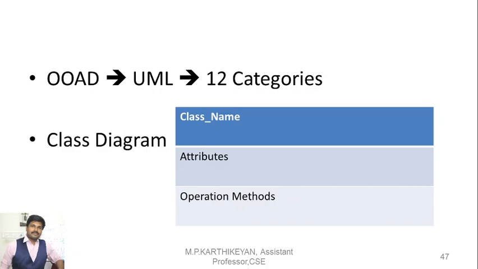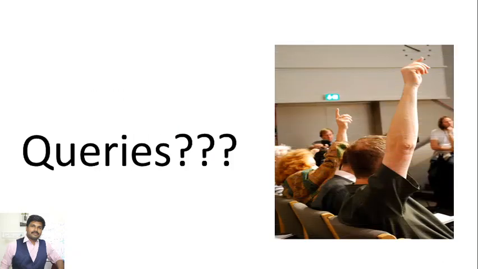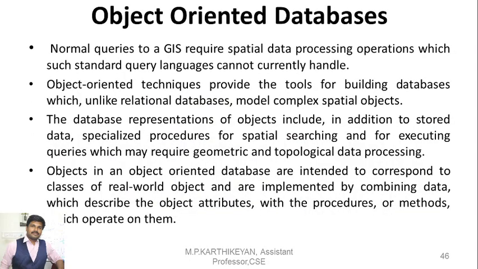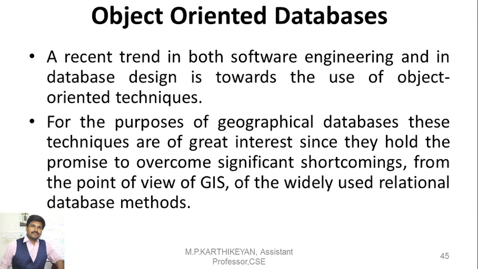Okay, so this is one common thing in object-oriented databases, and this data model also has some elements. The elements of the object-oriented data model are objects, attributes or methods, classes, and inheritance. So these are the various elements available in this object-oriented data model.